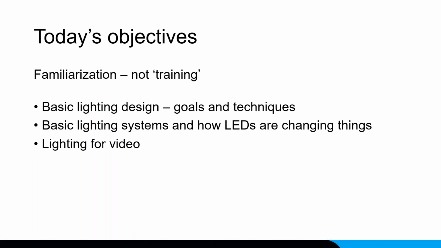One thing to talk a little bit today, we're talking about familiarization. We're not talking about training. Everything we're talking about today, we have people spend their entire careers learning this stuff and continuing to learn, so there won't be any training going on. We're just going to talk a little bit about some of the details behind lighting. We're going to talk about what lighting designers do a little bit and how that fits into a house of worship context. And then we're going to talk about the lighting systems themselves.